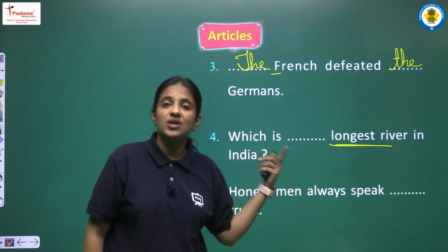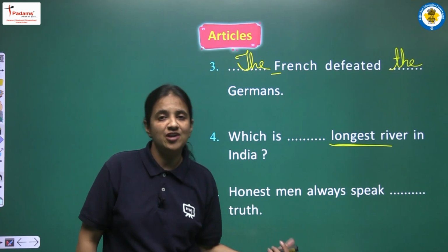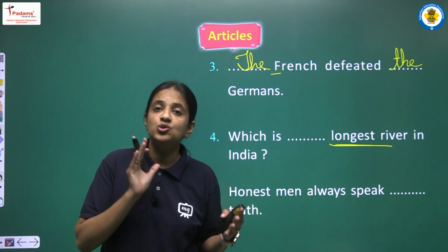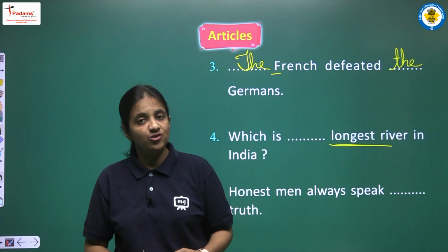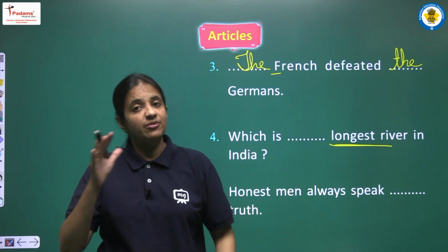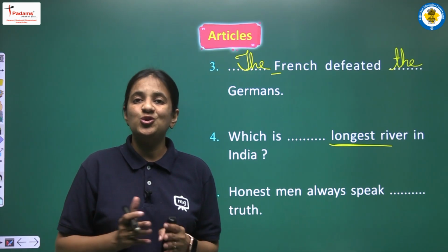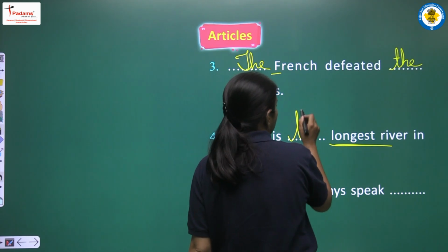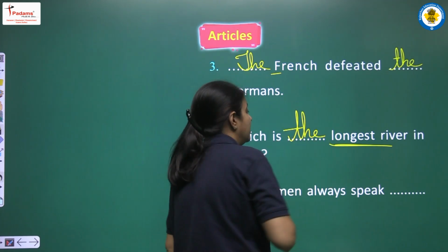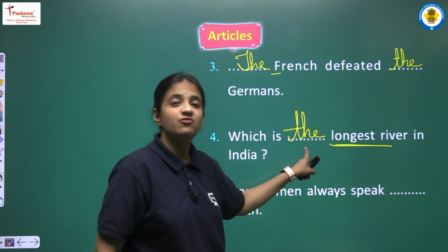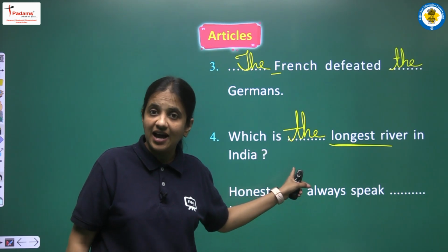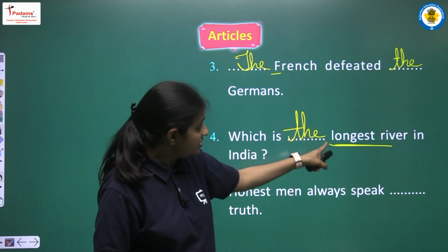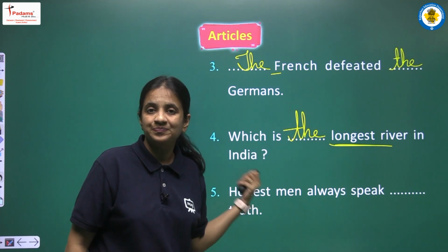And yes, this is another use of the that we have already discussed: always, if we have any superlative degree of any adjective, then before that degree we have to use the as an article. So we are applying the rule here, and this is the reason before longest we have to use the as an article, and the sentence will be: which is the longest river in India.